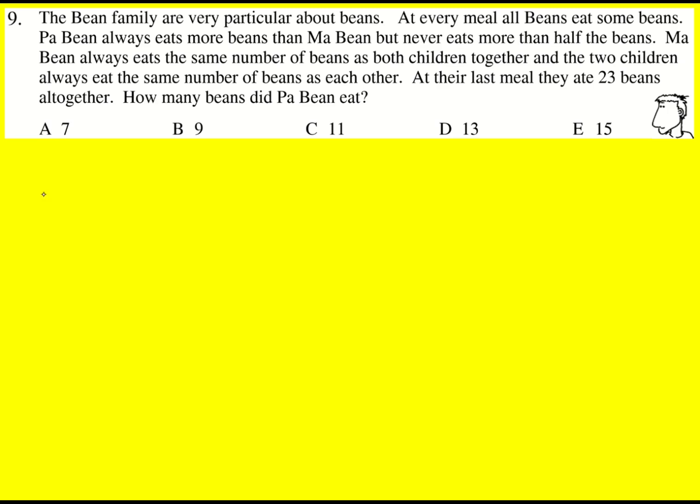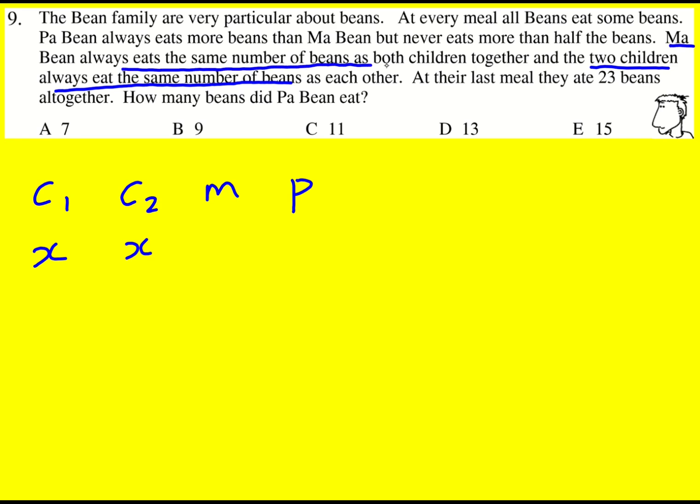There's a lot of information to unravel in this question, but ultimately it comes down to child one, child two, Ma Bean, and Pa Bean. And I'm going to work backwards because we're told that the two children always eat the same number of beans. So let's just say they eat x beans. And then Ma Bean always eats the same number of beans as both children together. So she's going to eat 2x.